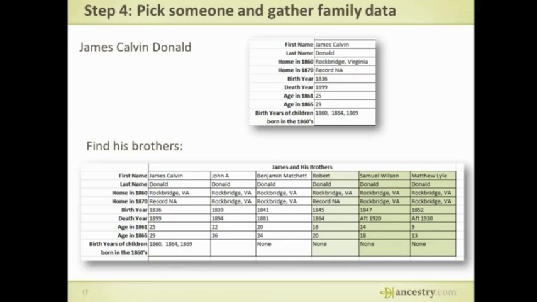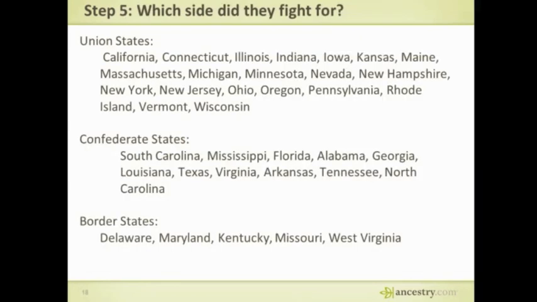Because he lived in Virginia, he probably was with the Confederacy, and as the war went on, they pulled more and more people in because they were running out of soldiers. Samuel and Matthew seem really young at 14 and 9, so I really don't think they ever served, and as it turns out, they did not.